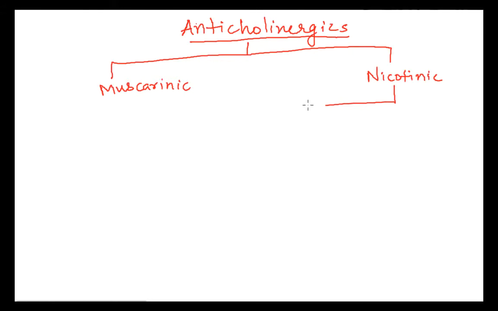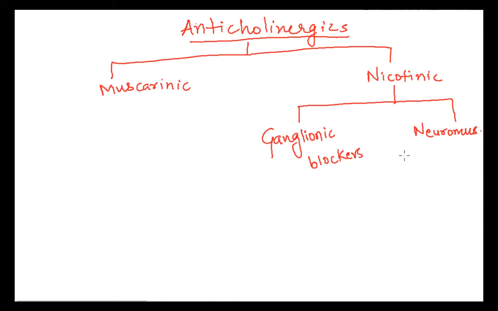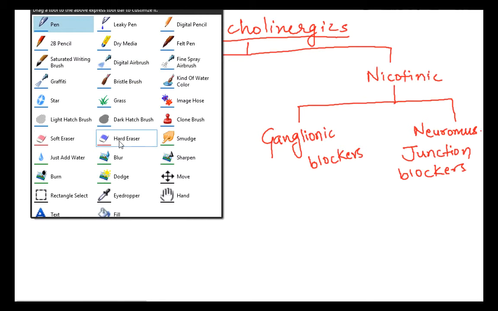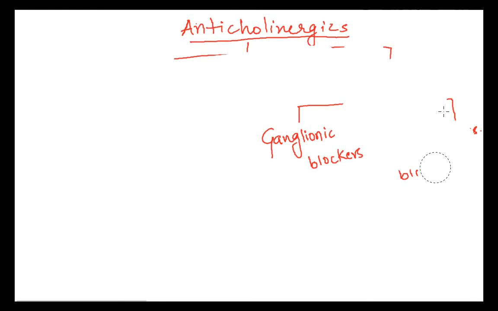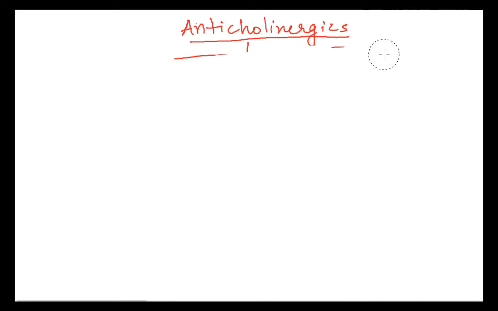The nicotinic type can again be divided into the ganglionic blockers and neuromuscular junction blockers. Let's understand what exactly these are. It is very important because I know most students face difficulty in understanding this. So let's start.